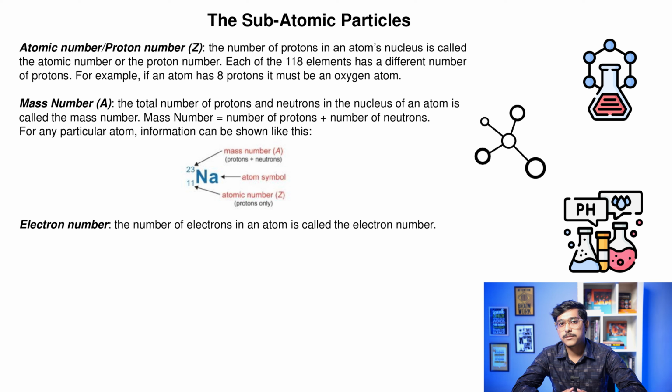For any particular atom, the information can be shown like this. The chemical symbol of the atom is used to show the atom, while on the top left-hand side, the mass number is written, while on the bottom left-hand side of the atomic symbol, the atomic number is written. So what is the electron number? The electron number is the number of electrons in an atom.